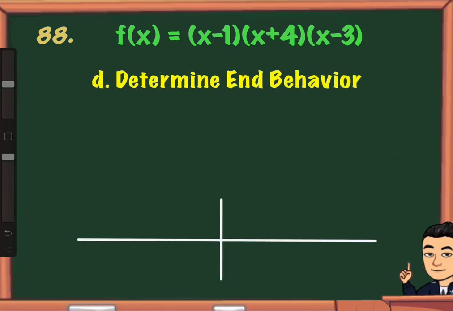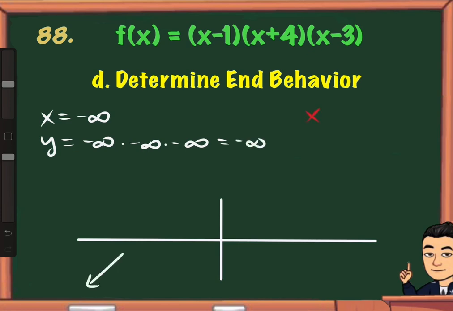Let's determine the end behaviors. So you've got x. We're going to insert negative infinity in there. So y is going to be negative infinity times another negative infinity, and we're going to get negative infinity for the y. So it's going to be this direction. Okay, so what if I put in positive infinity in there? You're going to get y equals 3 positive infinities multiplied by each other. So it's going to be another positive infinity. So it's going to be this direction here.